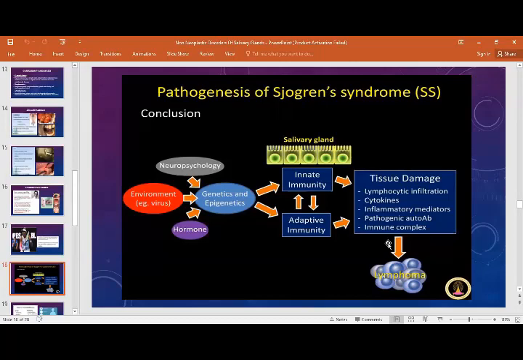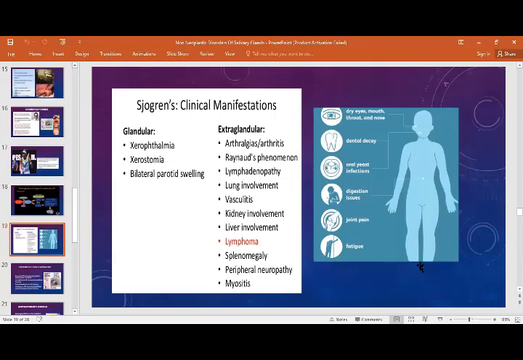So basically, again, it affects our major important parts, the eye and the salivary glands. And what actually happens when we go for tissue analysis is that there is a lymphocytic infiltration and a lot of cytokines. These are all inflammatory mediators present there. And the hallmark of this disease, Sjogren syndrome, is that it has an association with lymphoma. Now, a lot of disturbance in it.